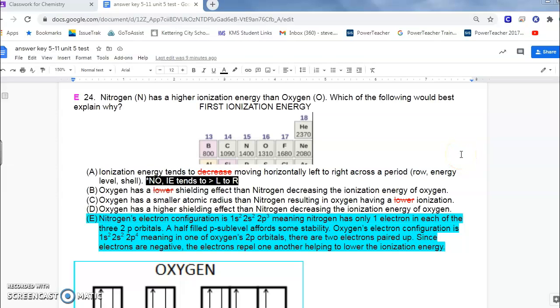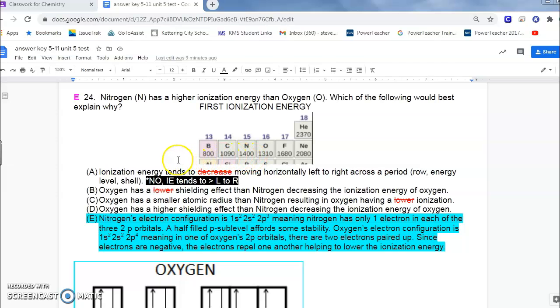We're starting our fourth help video on 5-11, Unit 5's test, picking up with question 24. Nitrogen has a higher ionization than oxygen. In fact, nitrogen's 1400, oxygen's 1310. And that does not follow the trend.